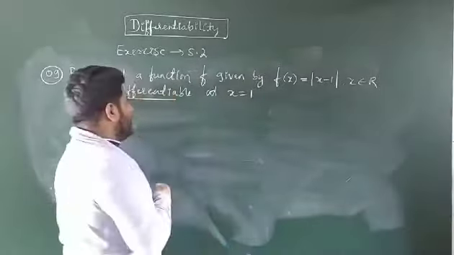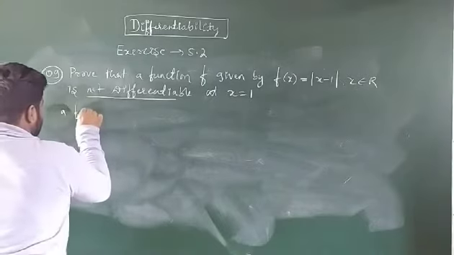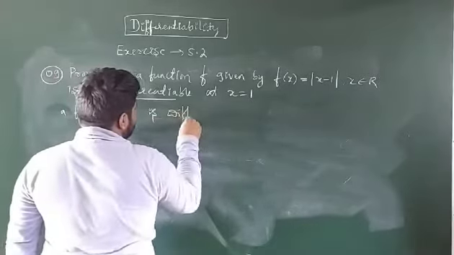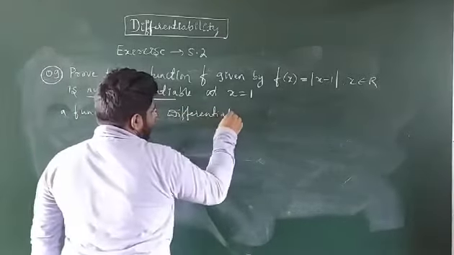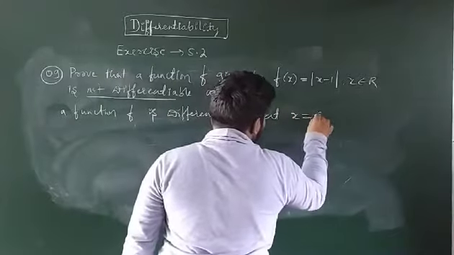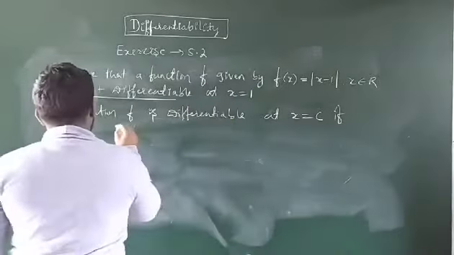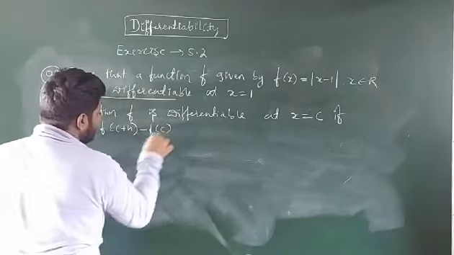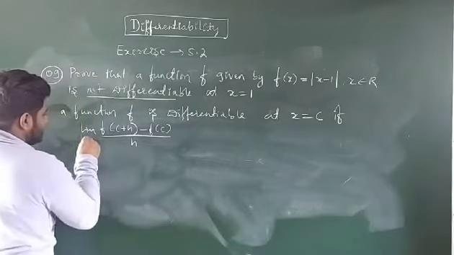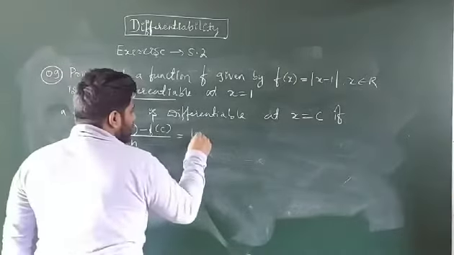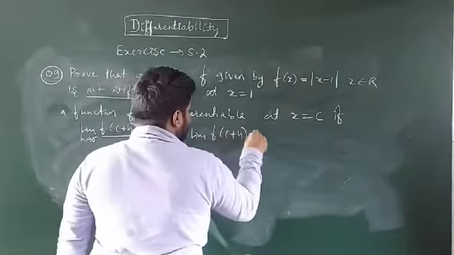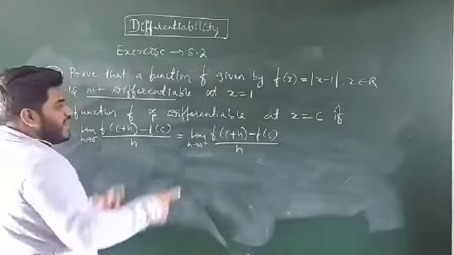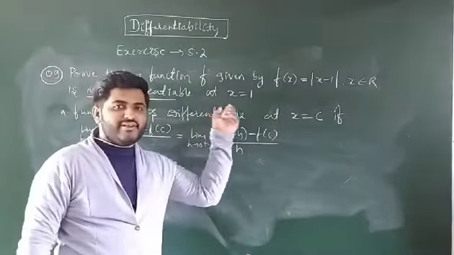A function f is differentiable at x equal to c if limit of f of c plus h minus f of c divided by h as h tending to 0 minus equals limit of f of c plus h minus f of c divided by h as h tending to 0 plus. This time both are equal. Then only we can say the function is differentiable at that point.